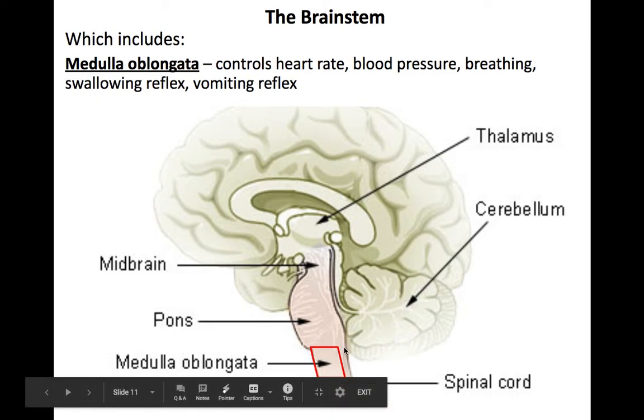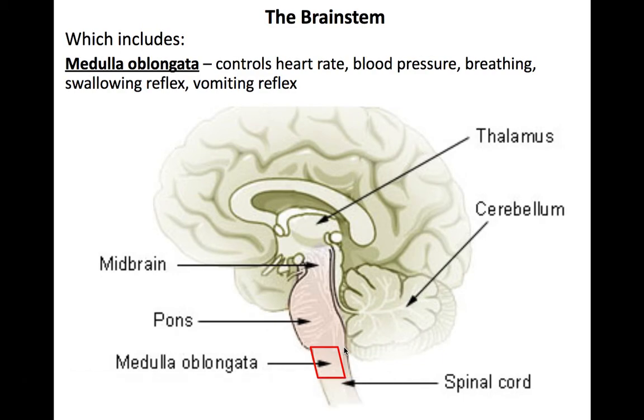And this controls heart rate, blood pressure, breathing, your swallowing reflex, and your vomiting reflex. So in other words, it controls your other vital functions. Heart rate, blood pressure, breathing, the things that the nurse checks for when you go to the doctor's office for a checkup. Those things are controlled by the medulla oblongata, and they keep you alive even if you have no consciousness or conscious control over them.